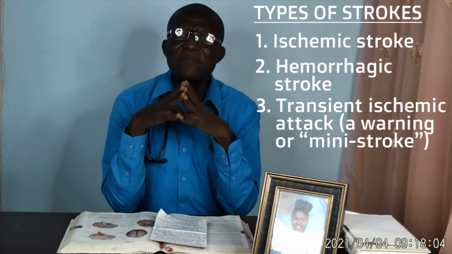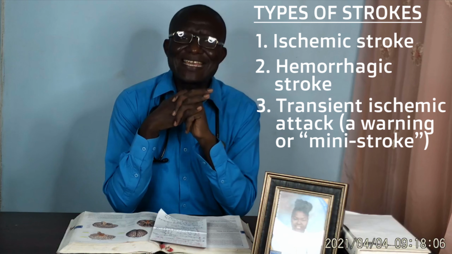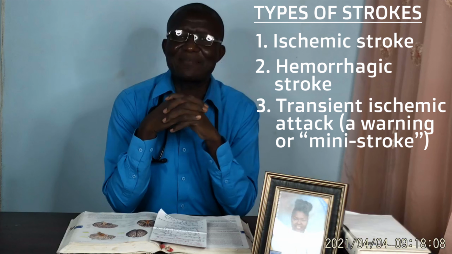How many types of strokes do we have? We have 3. One is called ischemic stroke, that means the area is deprived of oxygen. Or hemorrhagic stroke, where the vessel bursts, ruptures, and starts bleeding in the brain. Or the minor mini stroke, we call it TIA, transient ischemic attack.